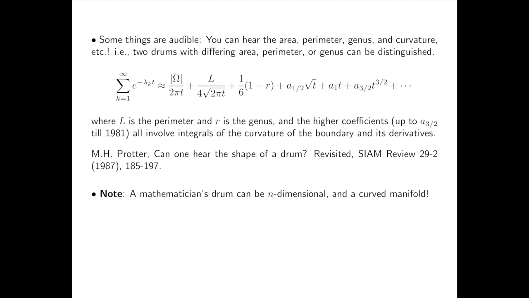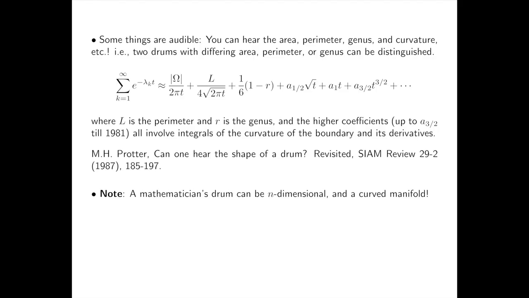There's an expansion here. You see all the eigenvalues here, and omega with the bar is the area, L is the perimeter, and R is the genus, that is, how many holes you have. Think about it: if you multiply both sides by T and let T go to zero, you get omega on this side, and on this side you have all the eigenvalues. So you determine omega, and then you can do this one by one and determine the perimeter. Later there are some A1 half, A2, 3 half, and so on. They relate to the curvature and some geometry of the domain. So that's why something is audible.